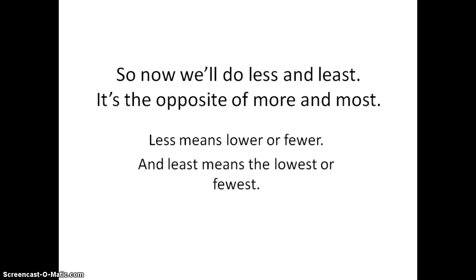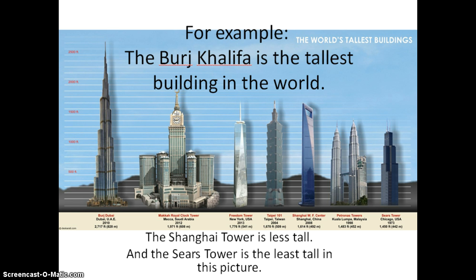Now we'll do less and least, which are the opposite of more and most. Less means lower or fewer, and least means the lowest or the fewest. Here, have a look at these towers. For example, the one on the left, I don't even know how you say this, the Burj Khalifa, is the tallest building in the world. The Shanghai Tower is less tall, and the Sears Tower is the least tall in this picture and in real life.